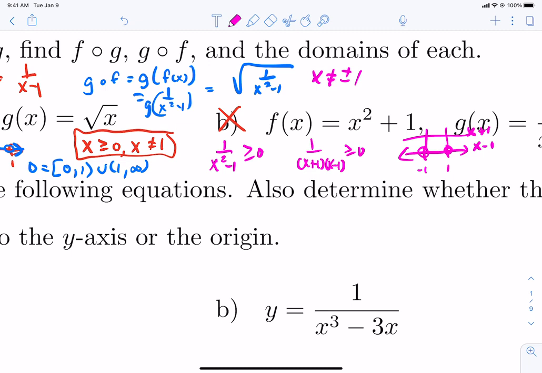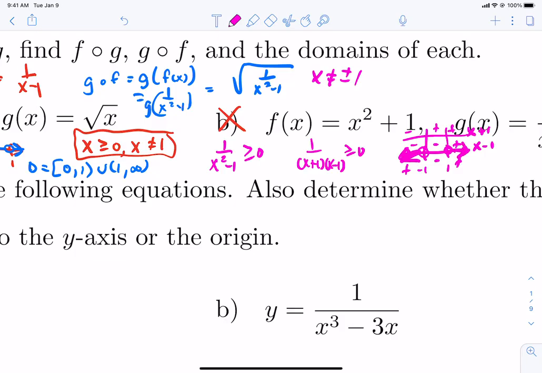Well, if I plug in something like negative 2, I get a negative here and a negative. Two negatives make a positive. If I plug in something between negative 1 and 1, like 0, I get a positive and a negative, which is a negative. And if I plug in something after 1, like 2, I get a positive and a positive, which is a positive. So we want just the positive version. So we want here and here.